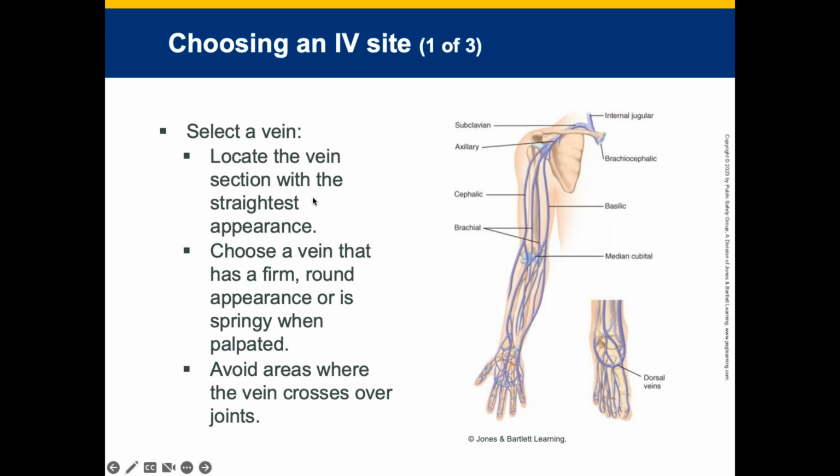You want to make sure you're locating the vein with the straightest section or straightest appearance, instead of ones that have a lot of curves. As you're trying to advance your catheter in, you don't want it to bend and turn because it may puncture the vein. Try to find some straight ones. You want to choose a vein that is firm, round in appearance, or is springy when palpated, right? And avoid areas of the vein where it crosses over joints because that can also cause it to puncture through.